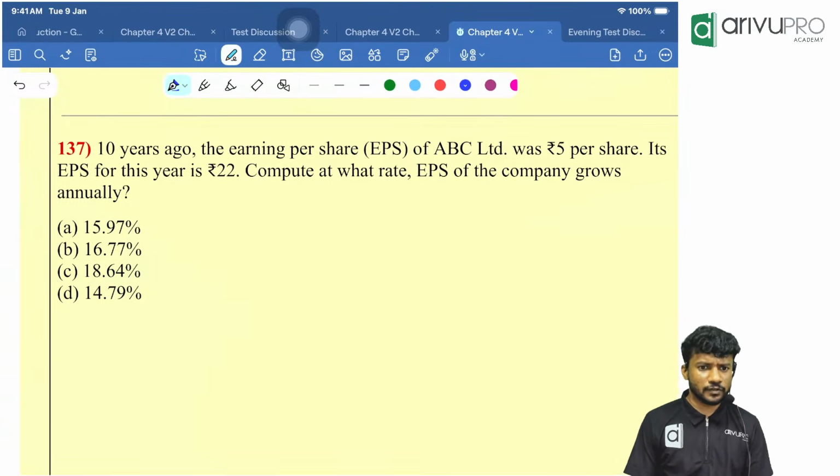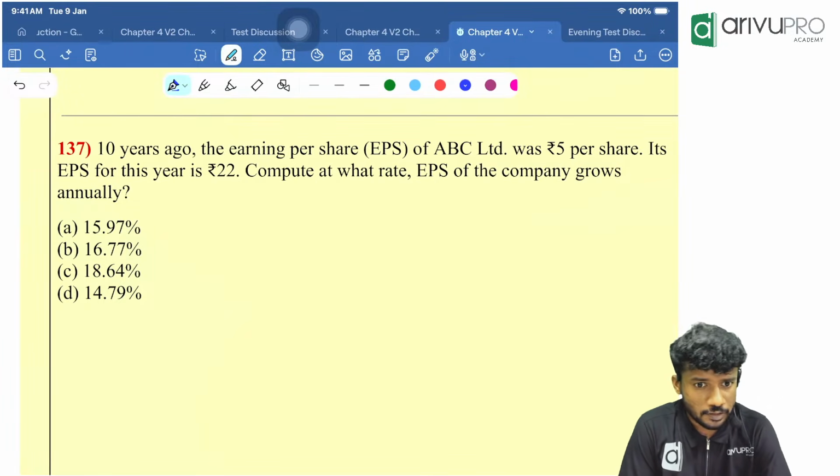We will do it after this. We'll be finishing with the effective rate of interest. It is very easy. The last one will get over within a few minutes.